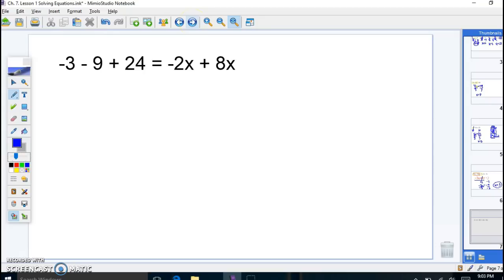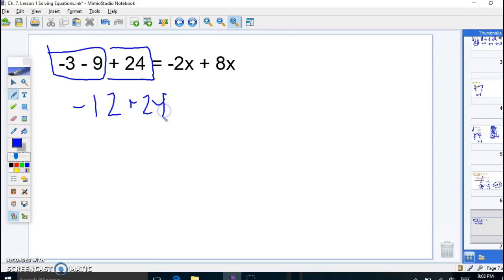Our next problem, again, we've got things that we have to simplify first. So negative 3 minus 9 gives me negative 12. I also have plus 24, and those are all like terms. So negative 12 plus 24 actually gives me a positive 12. I also have over here on the other side of the equal sign, negative 2x plus 8x. When I put those together, I get 6x.